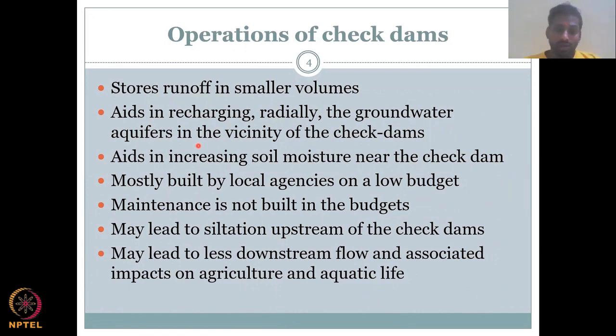It may lead to less downstream flow and associated impacts on agriculture and aquatic life. Even though you are making a small section of water storage, still it is water, right? So you have to accept that yes, people downstream would have less water than before, and the impact could be on agriculture and aquatic life. For example, the fish. The fish need flowing water to lay eggs, and if it is not there, then it is a problem. Insects, all these things are tied in the ecosystem. So it is better to understand and then build these check dams.